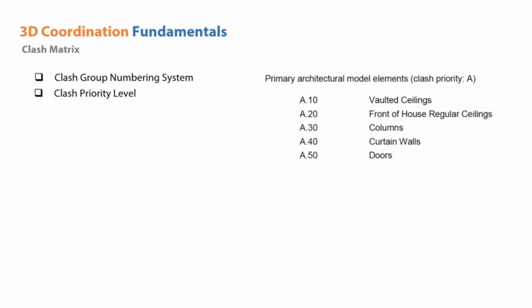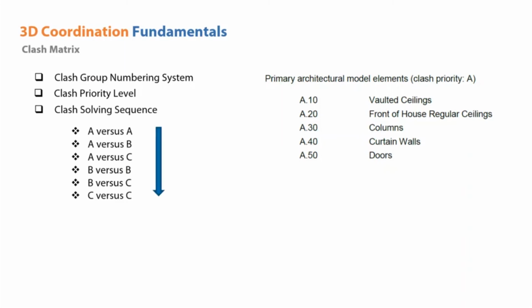Next is the clash priority level. A clash matrix shall help identify which clash tests should be performed and in what order. They are generally organized by the construction, coordination, priority of building components and systems, etc.